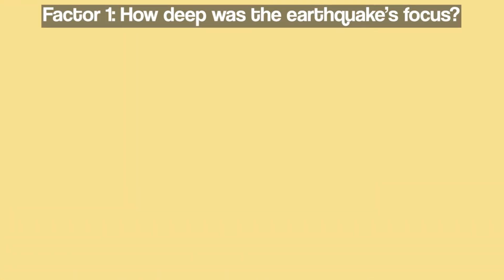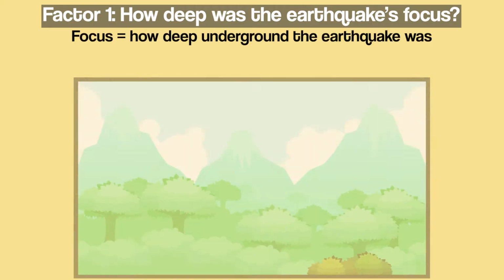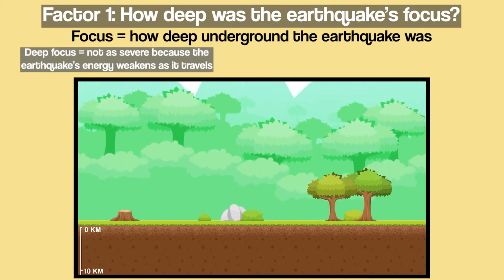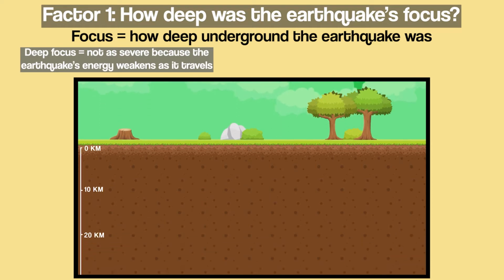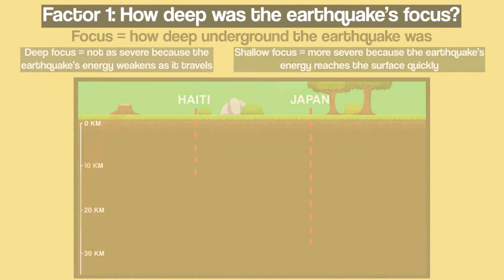The focus of the earthquake means how deep underground the earthquake happens. The waves of energy from a deep focus earthquake spread out and weaken by the time they reach the surface, but a shallow focus earthquake's waves get to the surface right away, so they are a lot more powerful. Haiti's earthquake had a focus 13 kilometers underground. Japan's was 30 kilometers underground, much deeper. That would have taken some of the power out of it.